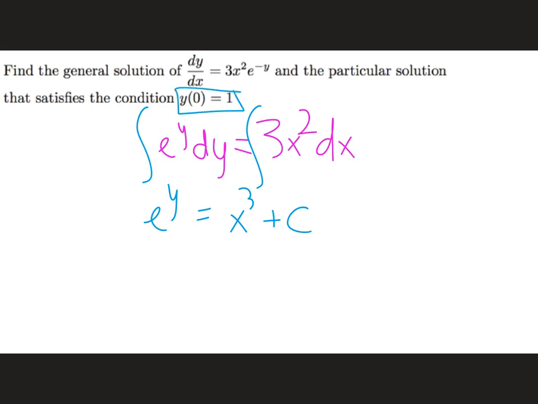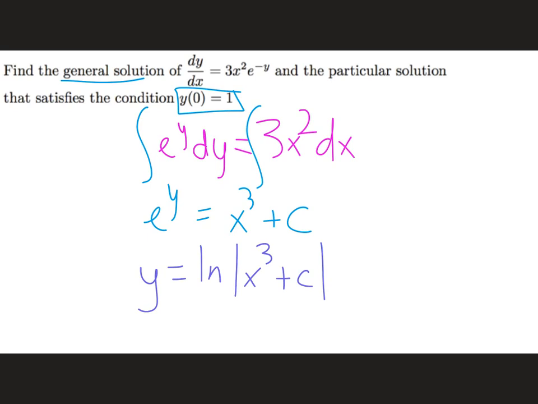Now, you have a choice. You could plug that point in now, or you could plug it in later. Since this says find the general solution, I'm going to go ahead and find the general solution first. So we'll take the natural log of both sides, just as I did before. That's the general solution, and now let's plug in.